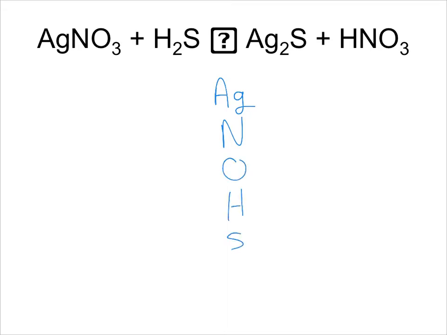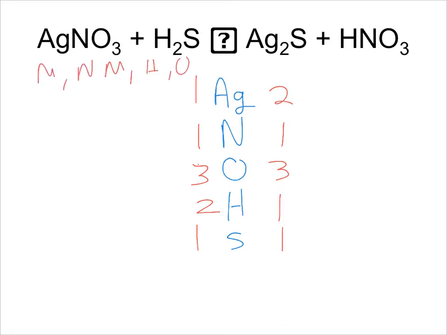Okay, first I'm going to count the atoms on both sides, silver 1 and 2. Nitrogen, 1 and 1. Oxygen, 3 and 3. Hydrogen, 2 and 1. And sulfur, 1 and 1. Again, my order is M&M-HO. So I'm going to start with silver. And silver needs a 2. On the reactant side, that makes the silver a 2. That makes the nitrogen a 2. And the oxygen a 6.